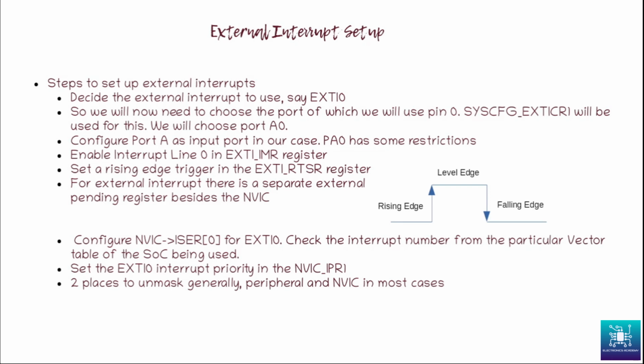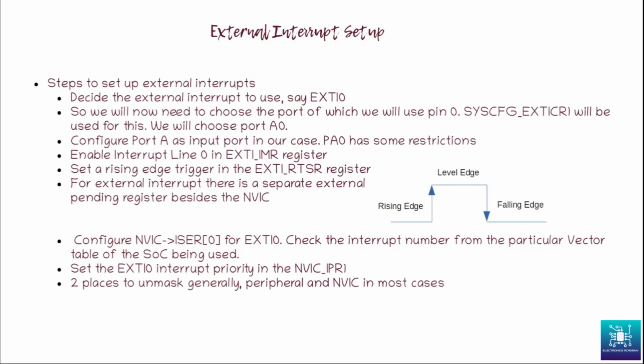So here are the steps to set up external interrupts. Now we will be seeing a code example shortly. So the first step is to decide which external interrupt to use. On our board, we have the EXTI0 connected to port A0 through an active high button, that is the user button. So we will be setting up EXTI0 to fire for port A0.